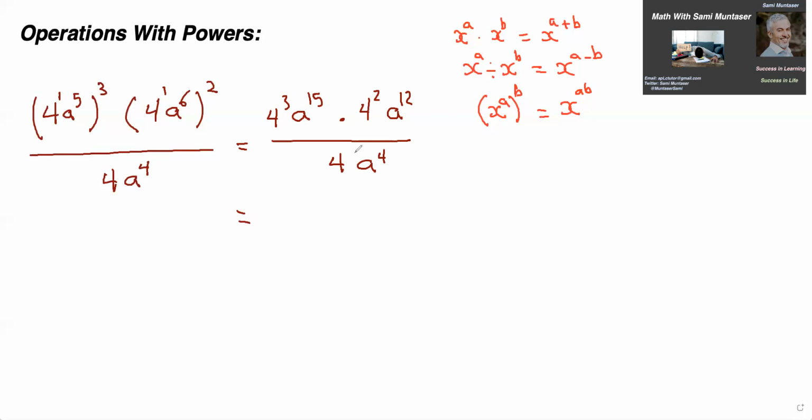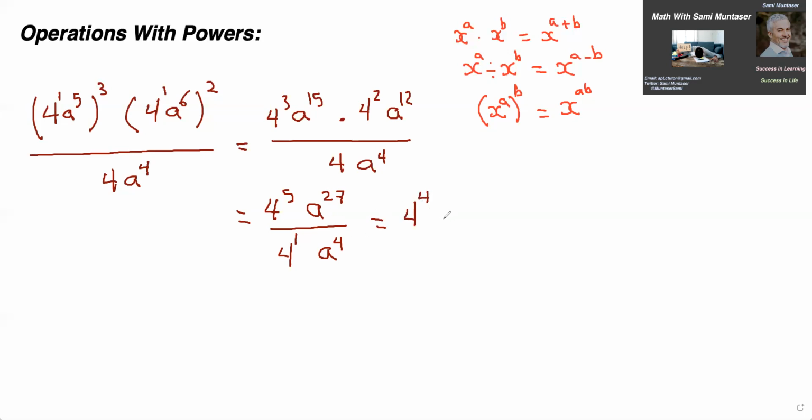Because the bases here are the same, I could go, okay, 4 cubed times 4 squared. When I'm multiplying bases, I add their exponents. So this becomes 4 to the 5, a to the 27, all over 4, a to the 4. Now, this is to the 1. And when you're dividing, you subtract the exponents. So this becomes 4 to the 4.